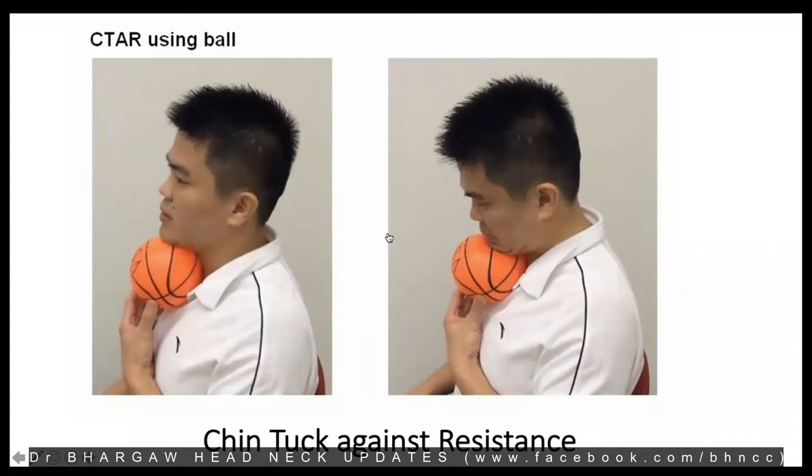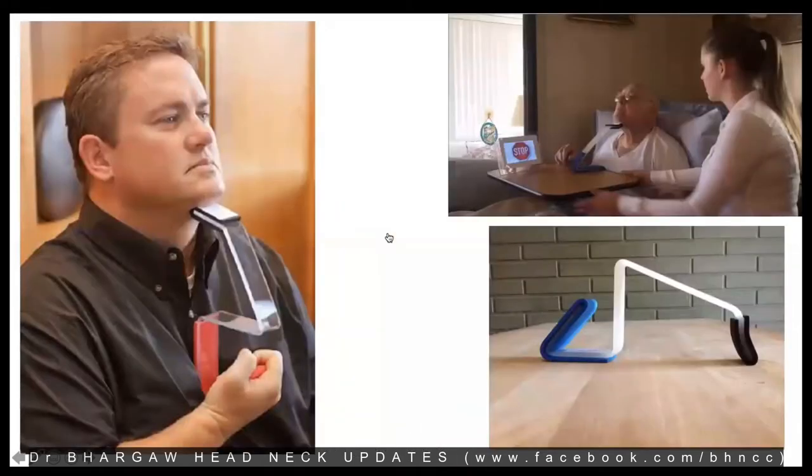An alternative to that is there are many different gadgets which have come. This is, I think, a Flexophagia. This is a kind of gadget where you fix it to a table, or you can hold it, and then do the same kind of chin tuck against resistance exercise, mainly to strengthen the suprahyoid muscles.